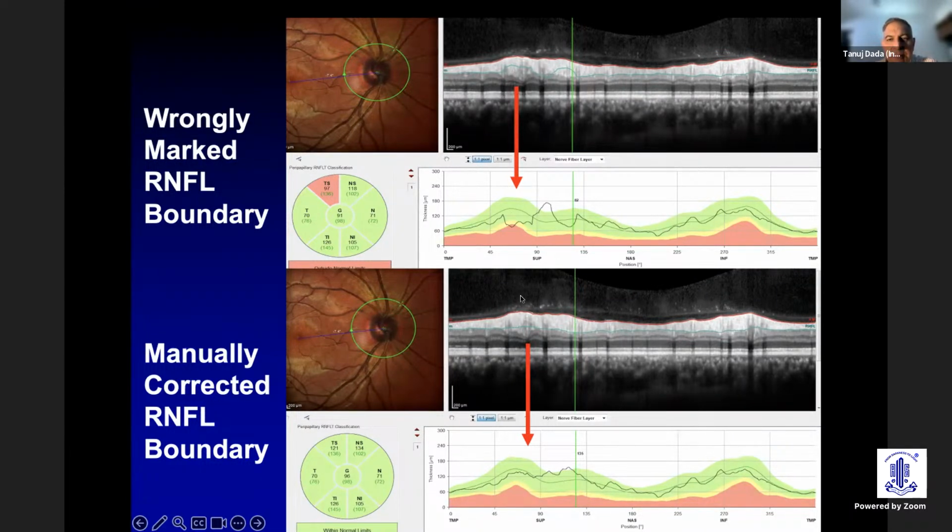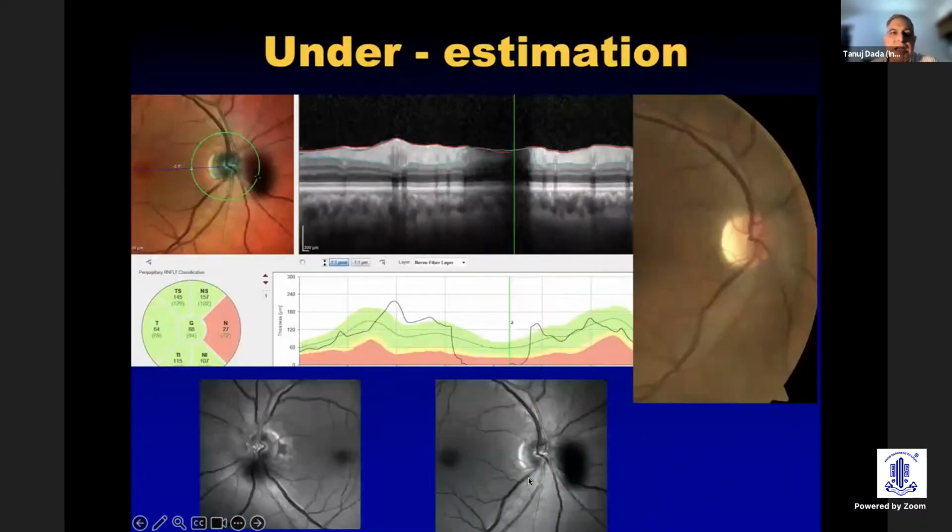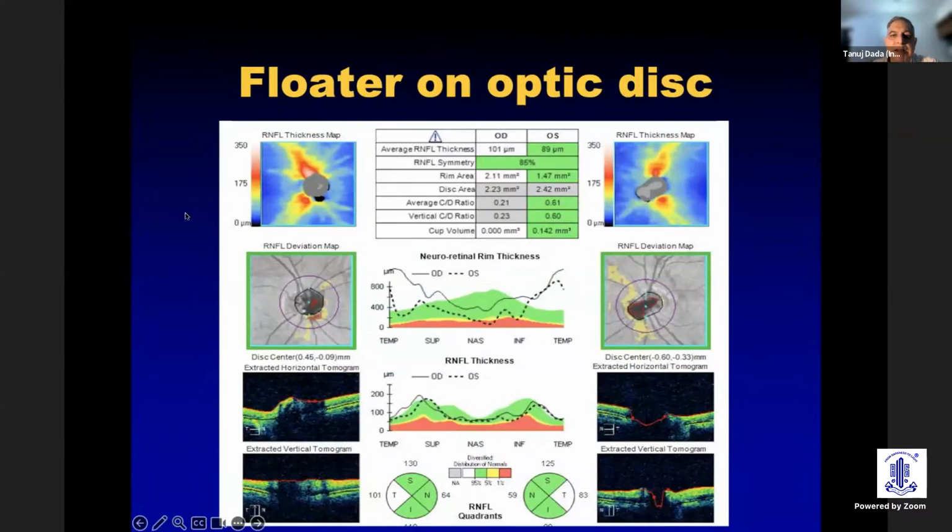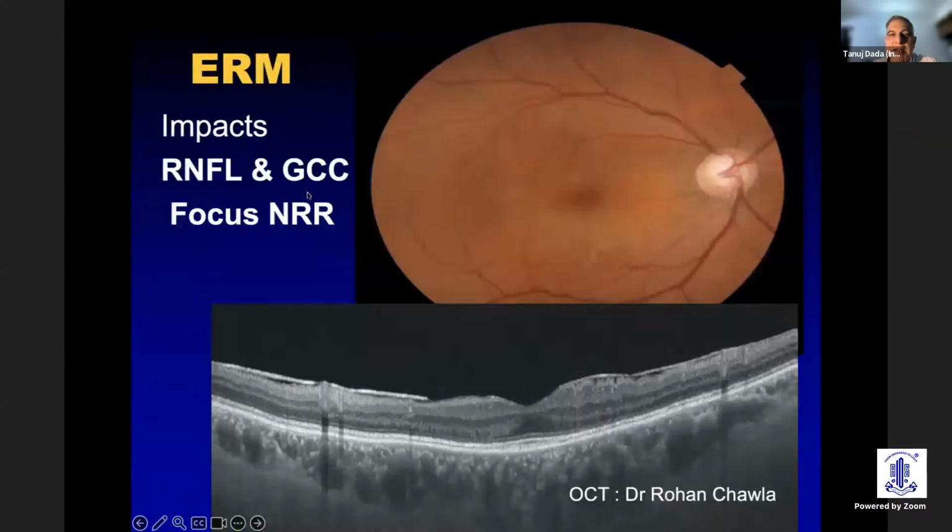So always check the boundary of the retinal nerve fiber layer, whether it is correctly placed by the machine. If not, you have to manually correct it before you interpret the OCT scan. If you have vitreous floaters, they can cause underestimation of the retinal nerve fiber layer, like you can see this large floater on the optic disc.